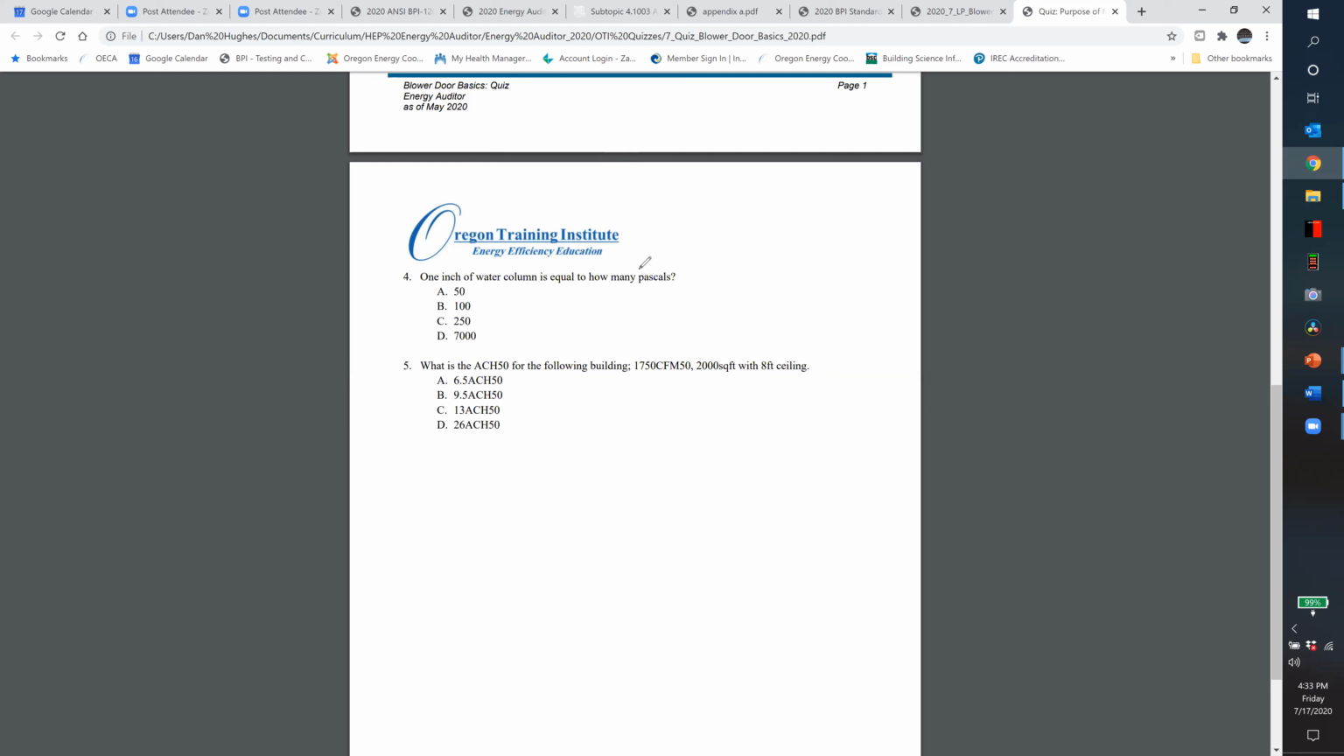Let's grab the marker here. What we're going to do is take our CFM 50, which is cubic feet per minute, and we need to turn that into hours. So we're just going to multiply by how many minutes are in an hour, so 60. And we're going to divide that by the volume, which we'll do separately. So let's do this first.